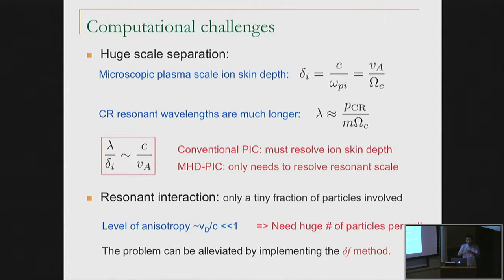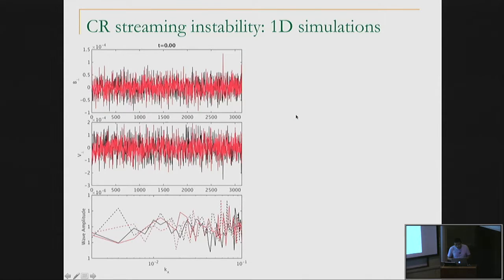Basically, instead of having all the particles representing the full F, if we know the background F, we just give them a different interpretation: we use particles to represent the perturbation of the distribution function, and that will greatly improve the signal to noise. And here's a very preliminary study of the 1D simulation of this cosmic streaming instability.